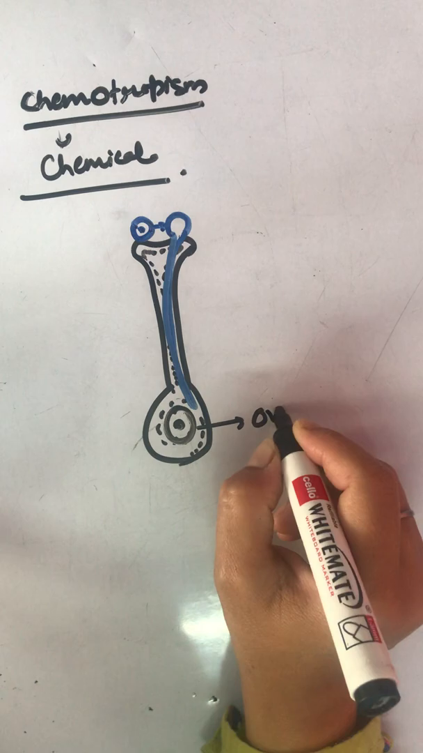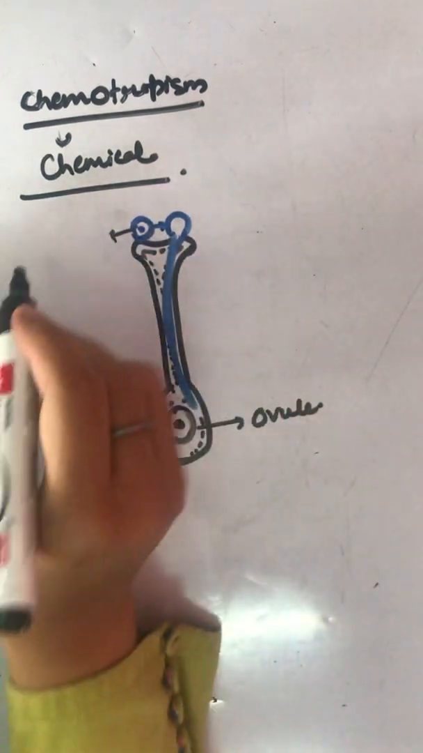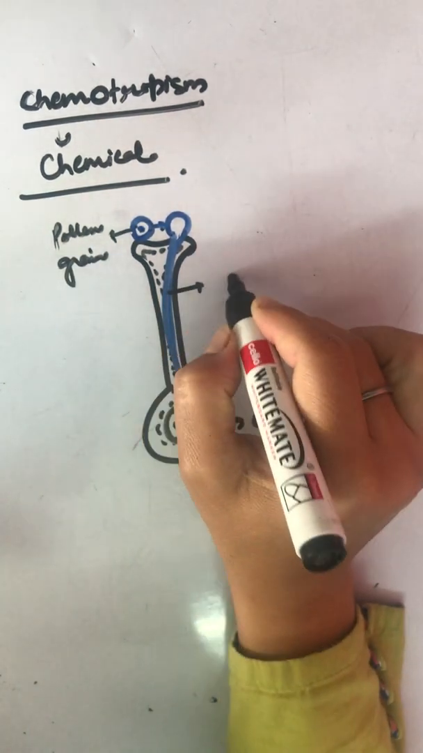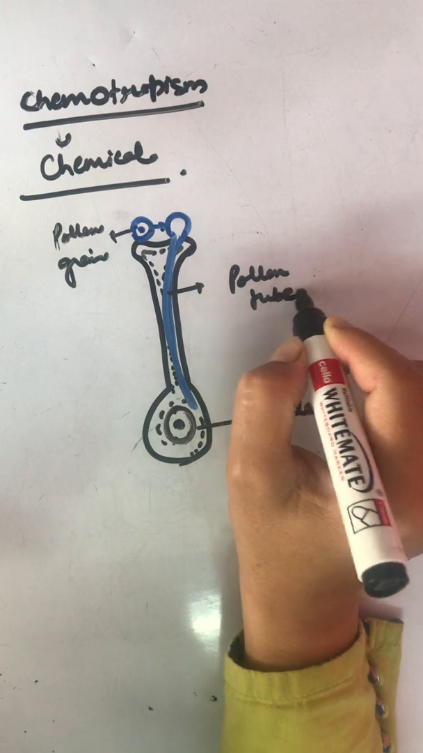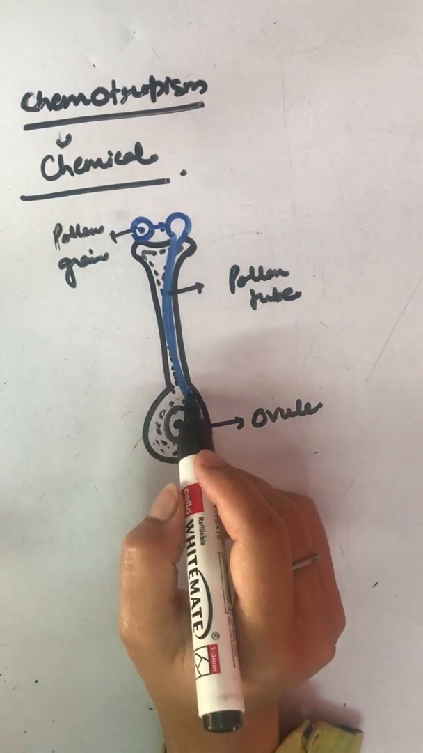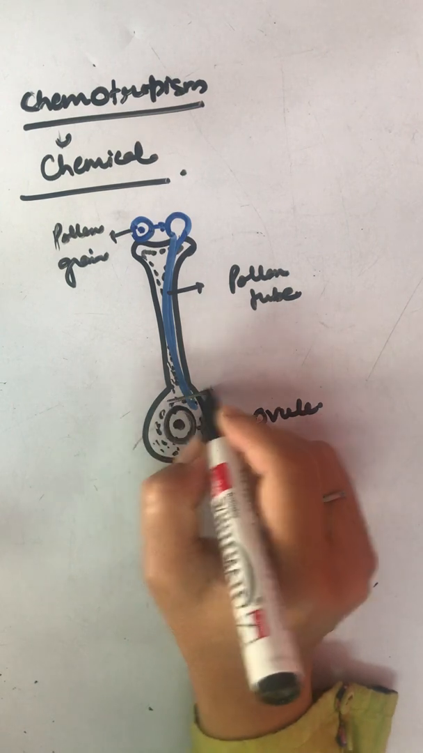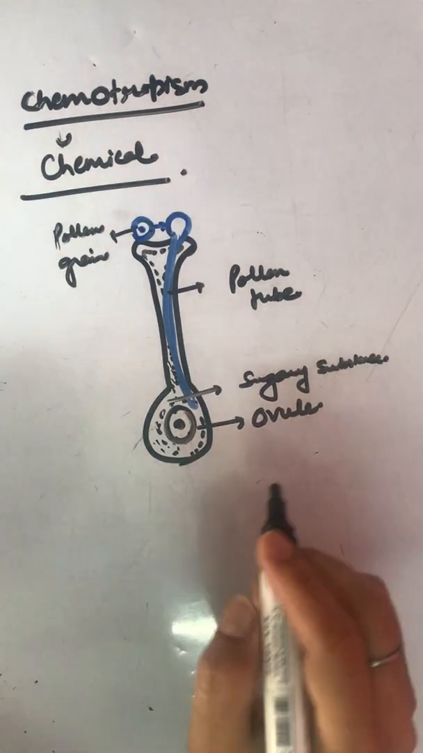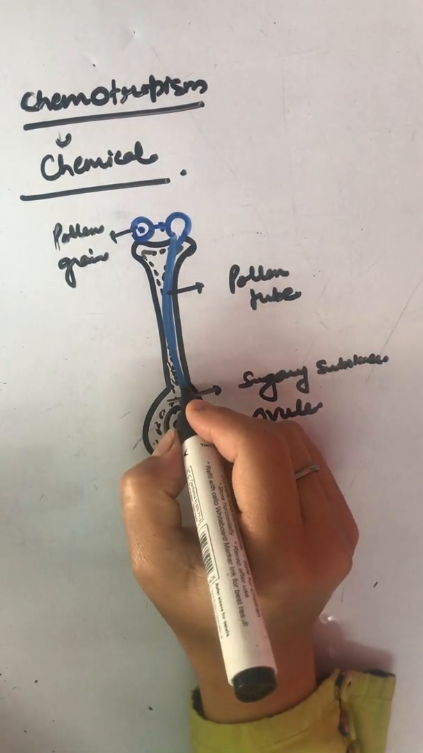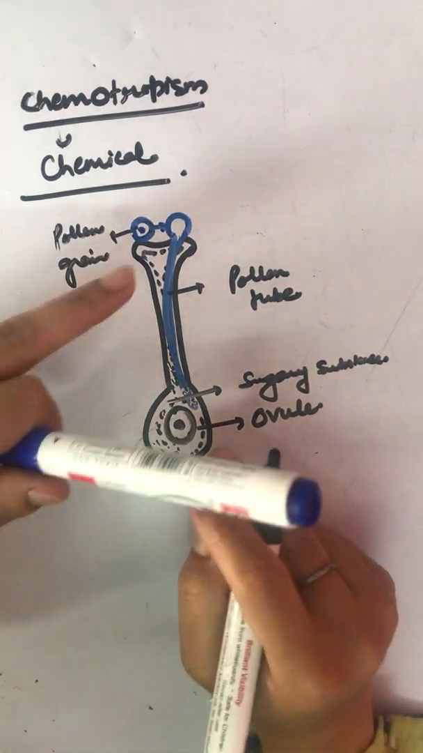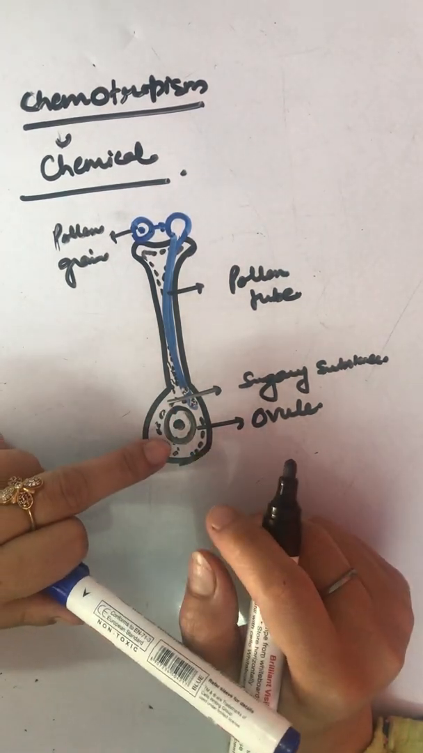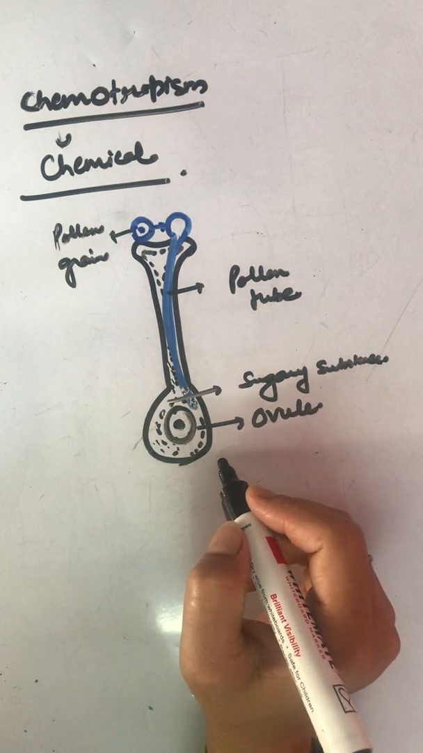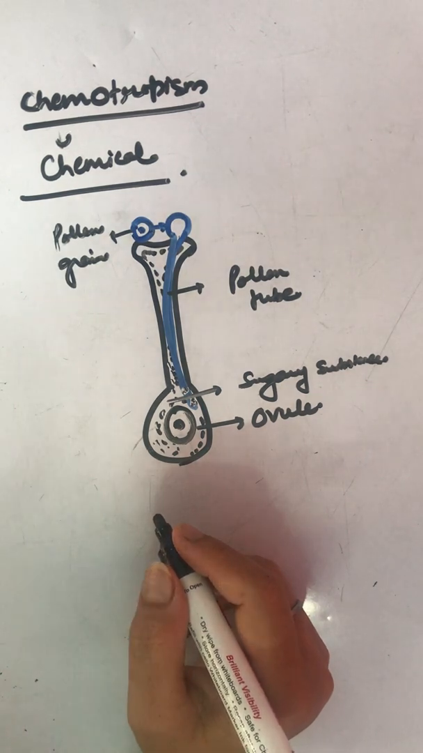Reaching the ovule part. This is a pollen grain, and this is the pollen tube, which elongates in response to this sugary substance that diffuses upward. This elongation of the pollen tube will happen due to the secretion which is secreted here, and this will ensure fertilization in plants. So basically, what is chemotropism?